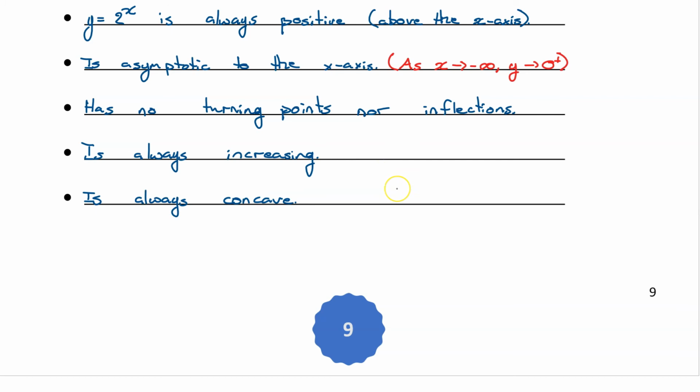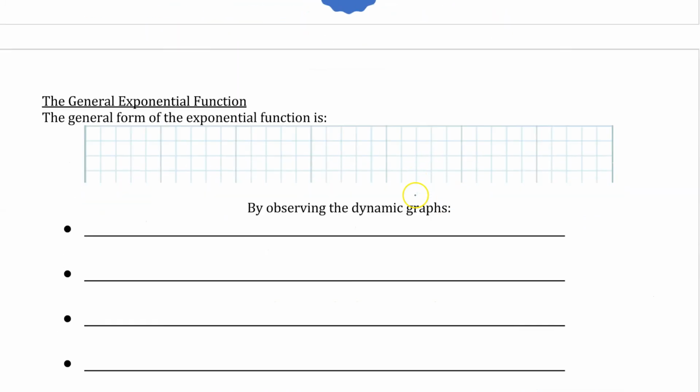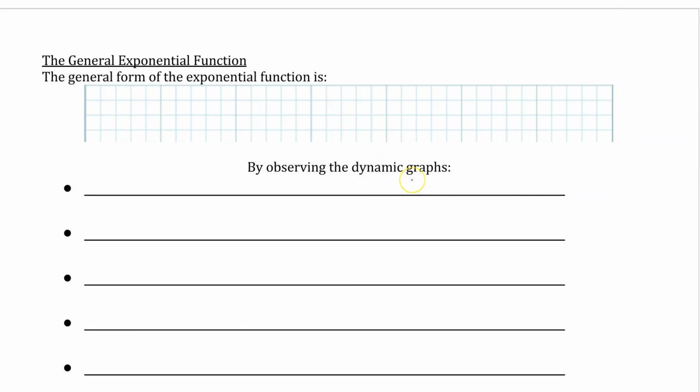So we'll leave it there for this video, and in the next video, we'll have a look at the general exponential function.